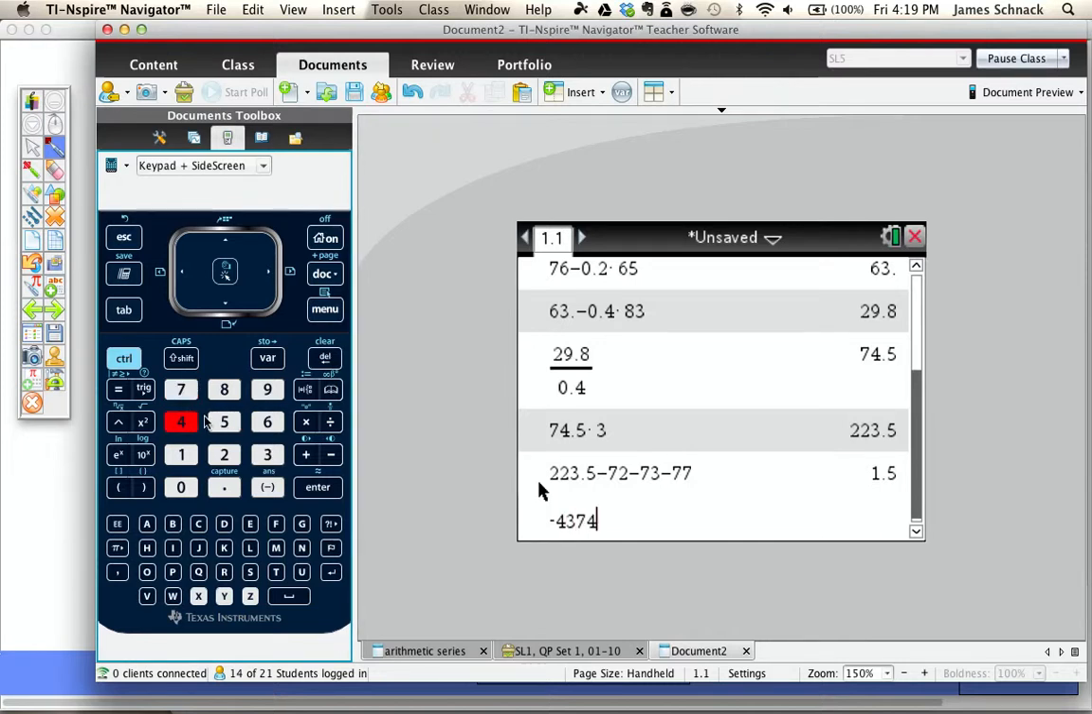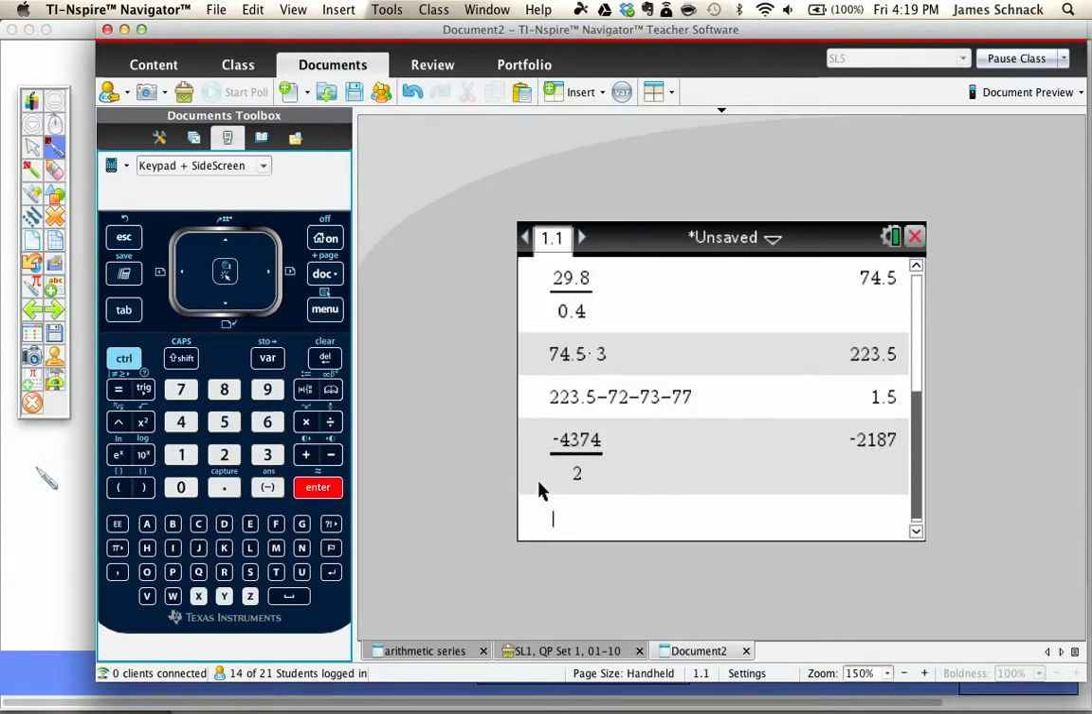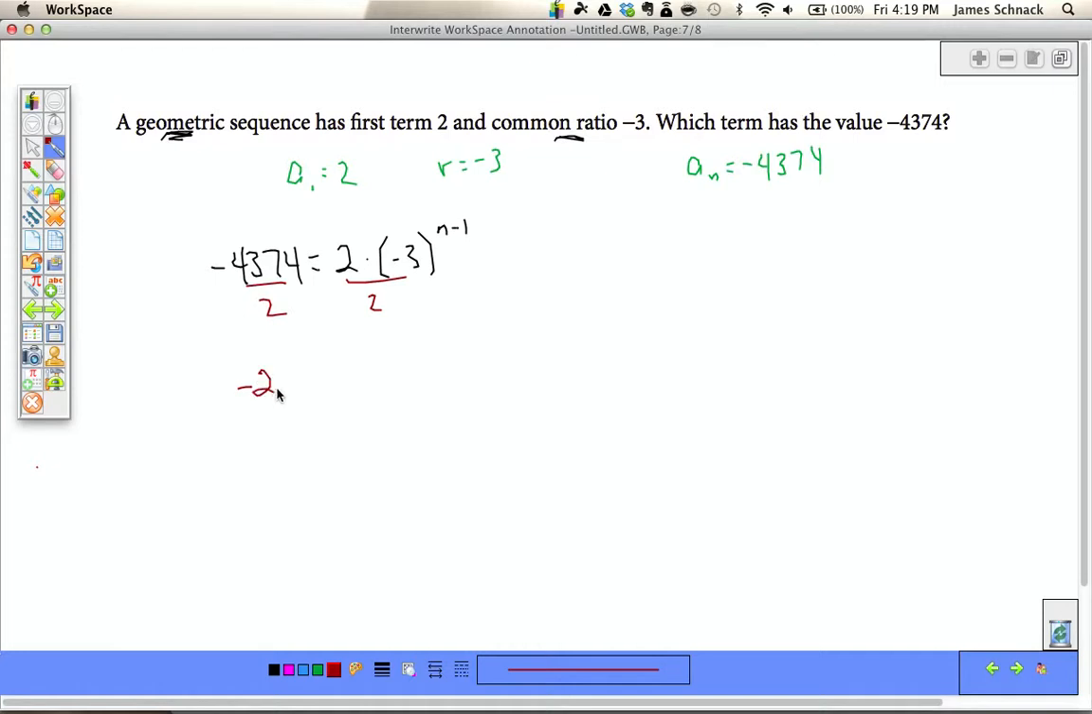-4,374 divided by 2, -2187 equals -3 to the n minus 1. Oh my, how do we deal with this? Well, normally we would take a logarithm, but this would give us log base -3, and oh, we haven't done log base -3. That scares me.